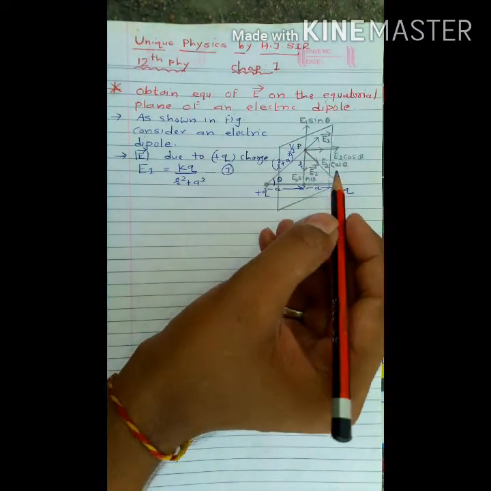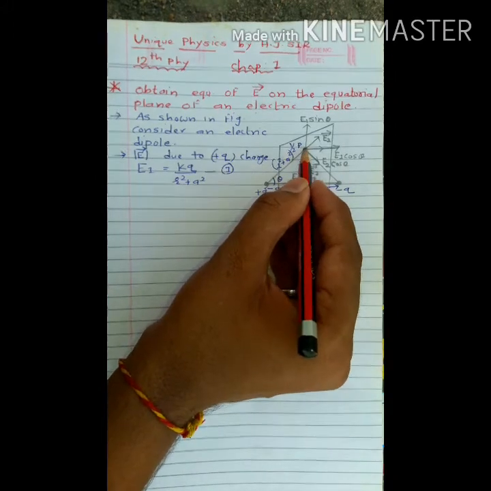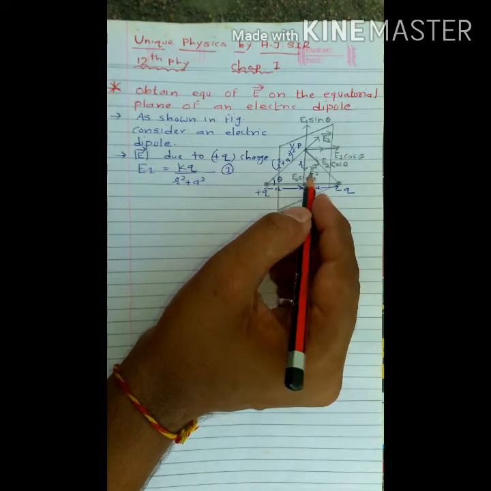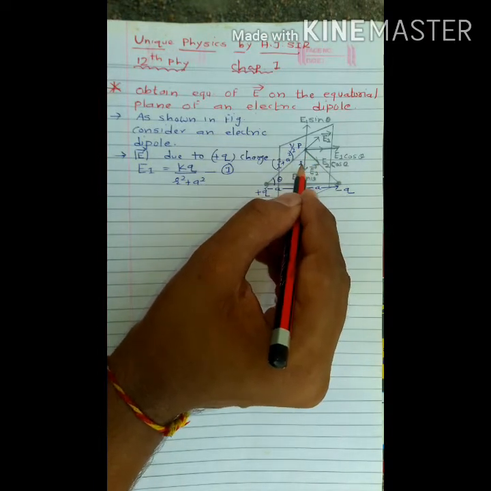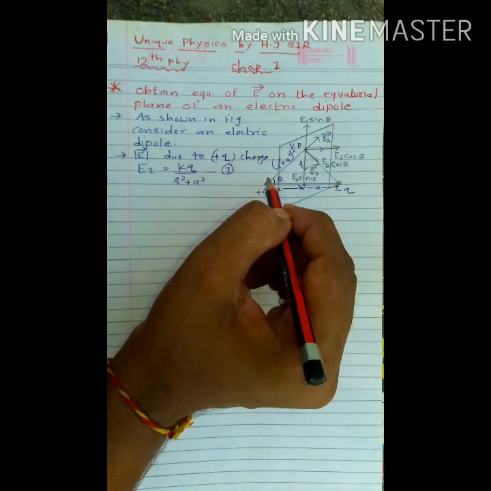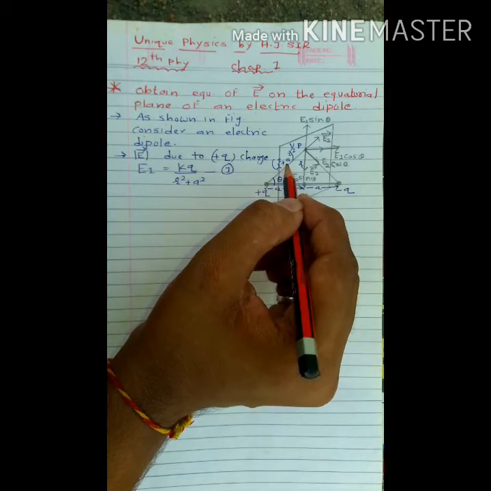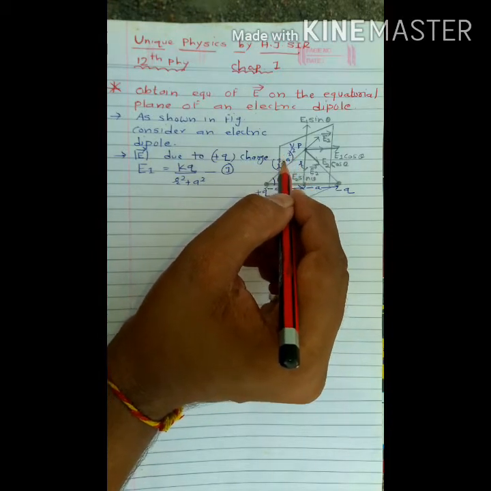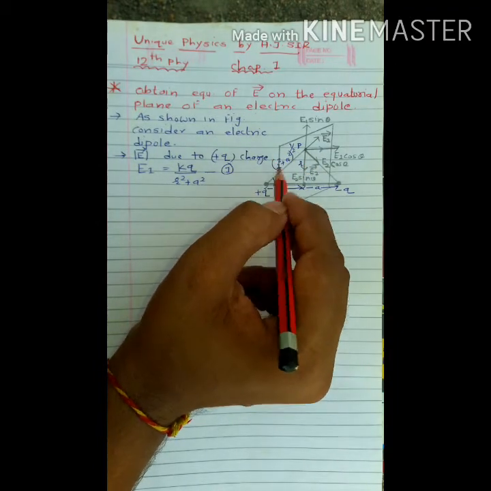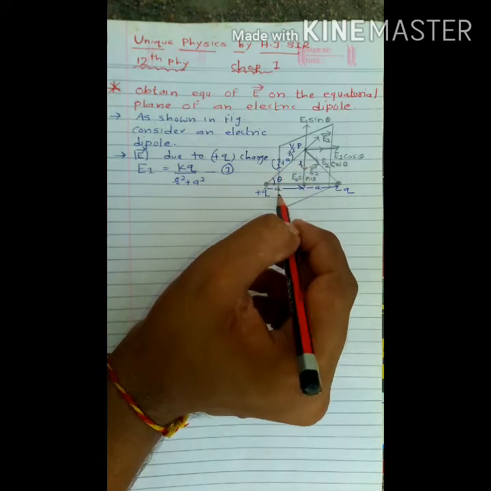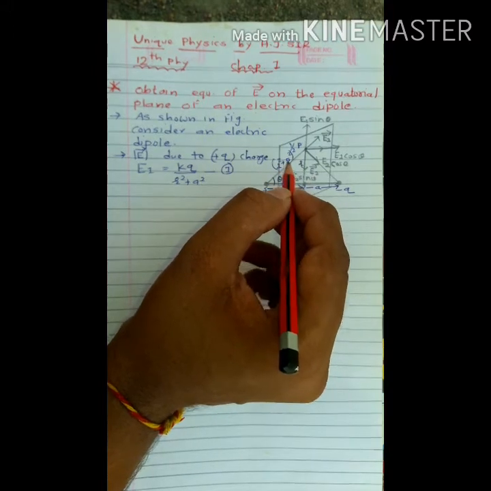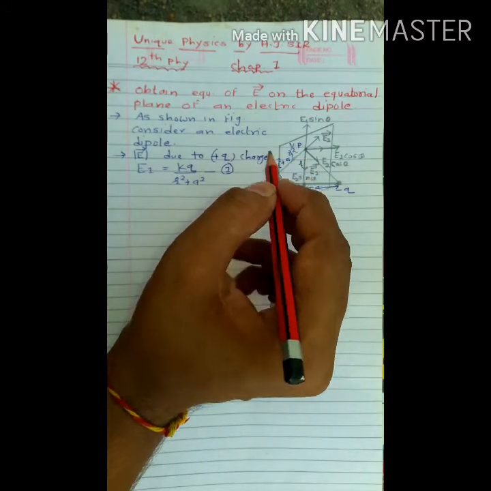Now remember one more point. Consider this triangle, only this triangle. The distance of this side of the triangle is small a, and the distance of this side is small r. If we want the distance between plus q charge and point P, it is (r square plus a square) raised to 1 by 2. Because here we want this distance, according to Pythagoras theorem, the square of this side is equal to r square plus a square. So we apply square root, and it becomes (r square plus a square) raised to 1 by 2.